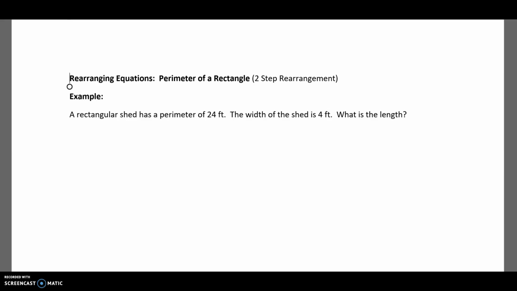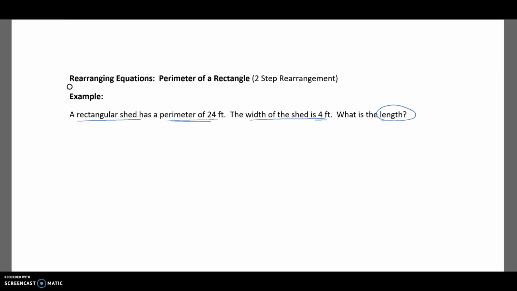In our previous examples, when we've been rearranging equations, we've only had to deal either with addition or subtraction or multiplication and division. We're going to look now at some strategies when we have to combine those two modes of isolating a variable. In this example, we have a rectangular shed, and we know the perimeter is 24 feet. We know the width of the shed is 4 feet, and we want to find the length.